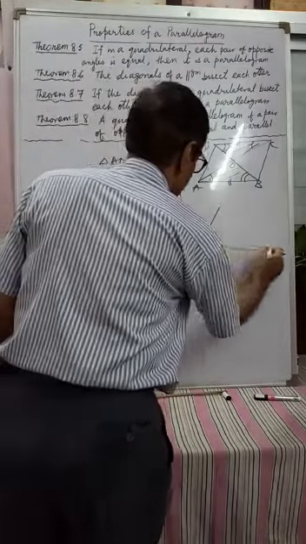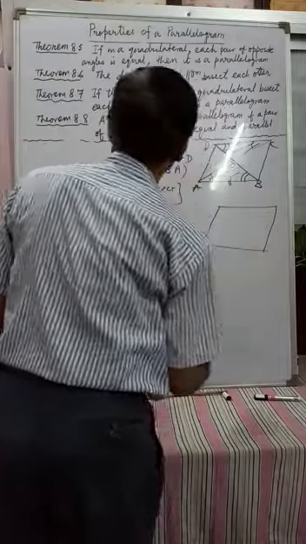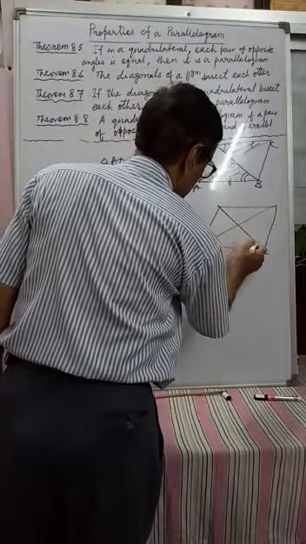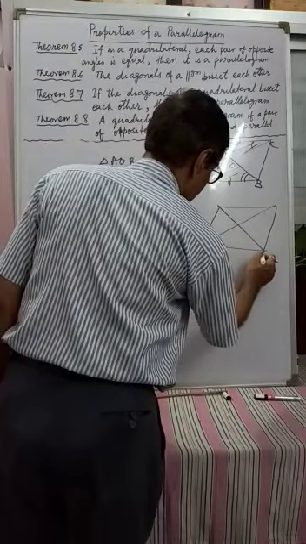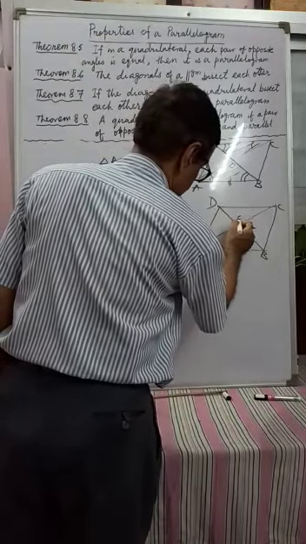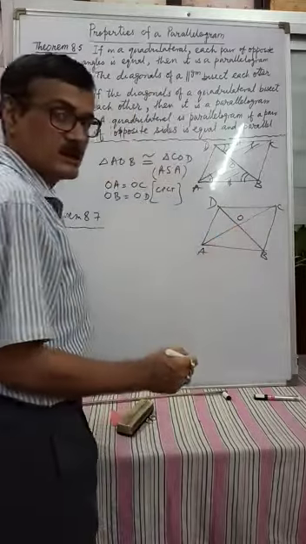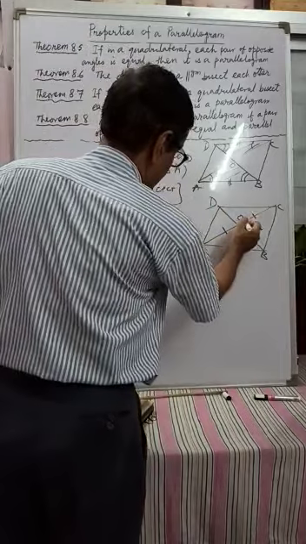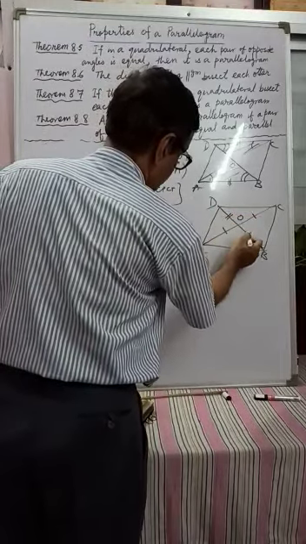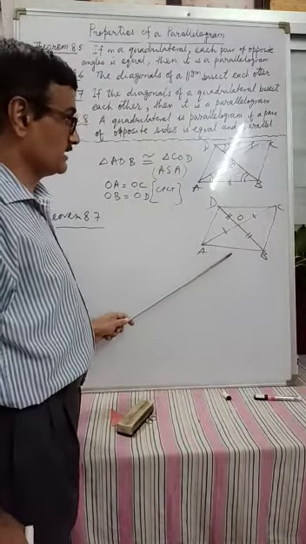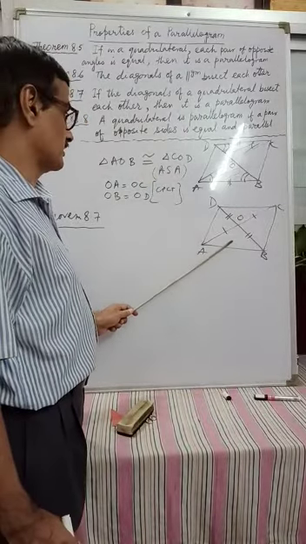Suppose this is the quadrilateral ABCD, and these two diagonals are bisecting each other. That means OA is equal to OC, given, and OB is equal to OD, given, and we have to prove that this figure is a parallelogram.